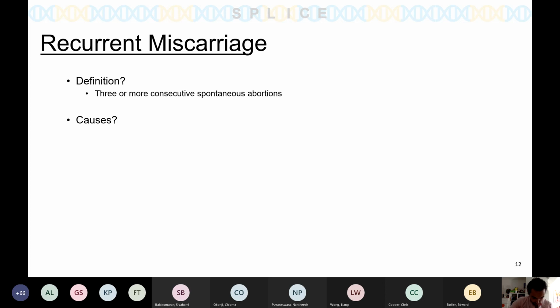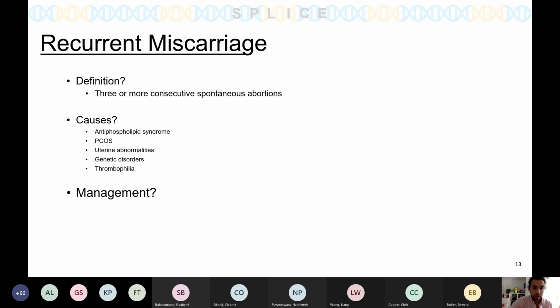Yeah, antiphospholipid syndrome. Okay, nice. Hypothyroid. Yeah, APS is the main one. So antiphospholipid syndrome, polycystic ovarian syndrome, uterine abnormalities as well, some genetic disorders, and then thrombophilias. So what sort of management would these patients need?